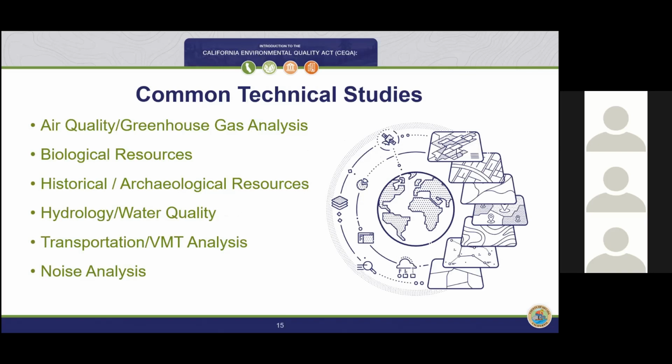So Alex had previously mentioned technical studies. These are generally the most common studies that we run into: air quality, greenhouse gas analysis, biological resources, historic, archaeological, and cultural resources. Oftentimes we'll do hydrology and water quality studies to back up the analysis in the initial study and/or further environmental document, as well as transportation analysis and noise analysis. Noise will vary again depending on the adjacent uses. So the number of studies can vary based on the type and complexity of the project.